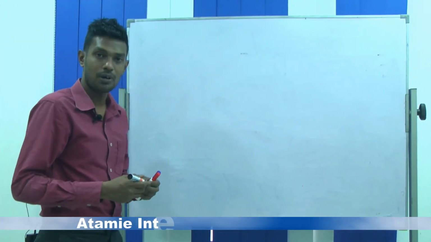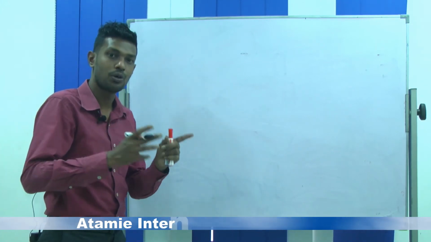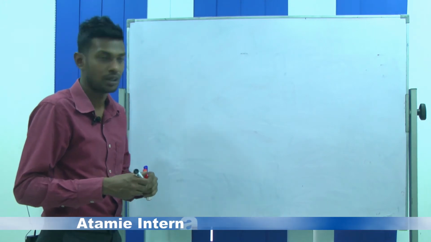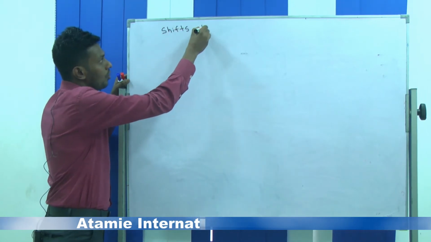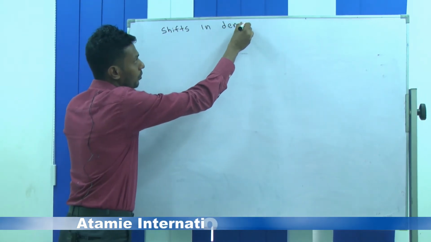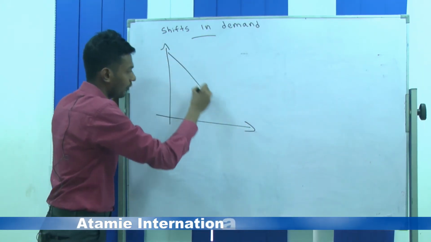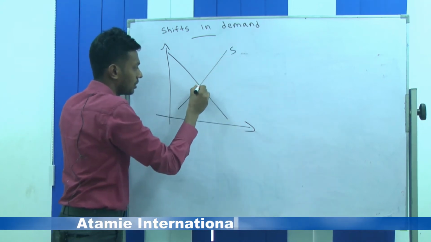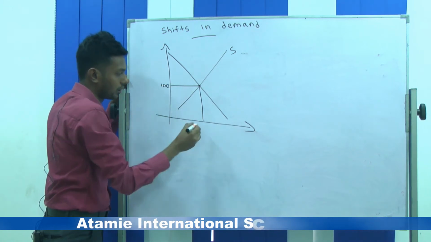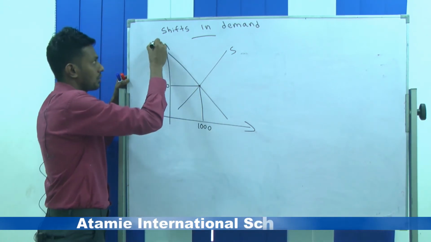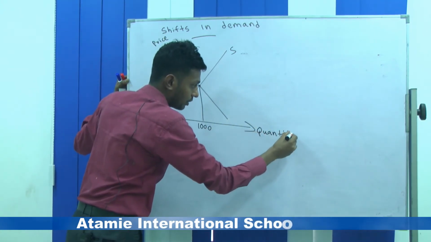As we told, we are going to talk about shifts in demand, shifts in supply, and shifts in both demand and supply at the same time. First, let's talk about the shifts in demand. We know the demand determinants. A shift in demand occurs while the price of a particular good remains constant, while the other factors tend to change. What are the other factors? You all know that.